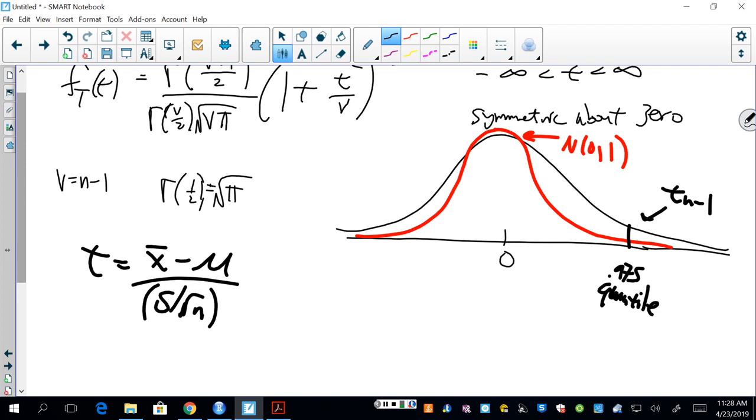But to get the 97.5th percentile of these other t distributions, they are a little bit further out there, reflecting this extra variability.